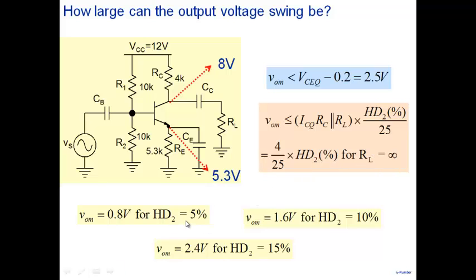If we put in 5%, we get a swing which is 0.8 volts here. If we get 10%, it predicts 1.6 here. And for 15%, it predicts 2.4. In all of these cases, the constraint on swing is lower, or the prediction of voltage swing is lower, as compared to this one. So my harmonic distortion is going to determine my swing here. 0.8 for 5% distortion, 1.6 for 10% distortion here. All right, so this is more important in determining swing rather than this particular value here.